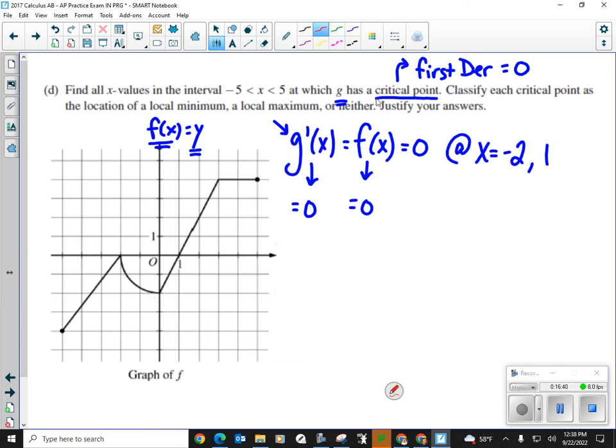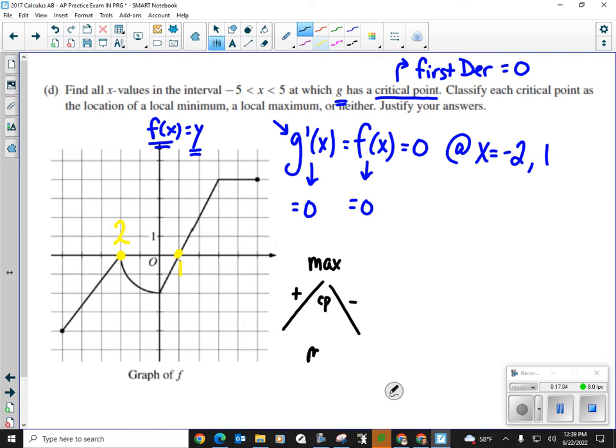And here's our critical point. We're at 2. Here's our critical point at 1. Okay? Now, in order to have a maximum, I need to go from a positive slope to a negative slope, right? And the critical point is right in between.